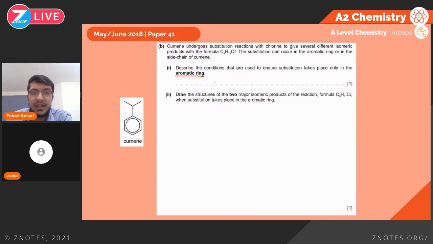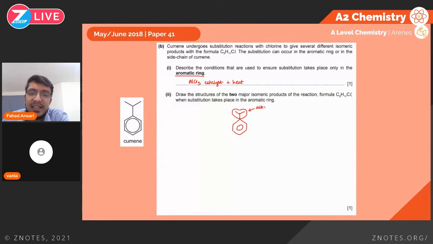Now, in this case, what you're going to do is ensure that you have AlCl3 catalyst and heat. Then it says, draw the structures of the 2 major isomeric products of the reaction, formula C9H11Cl, when the substitution takes place at the aromatic ring. So first we draw the structure of cumene. Right? And remember that this guy over here is an alkyl group.